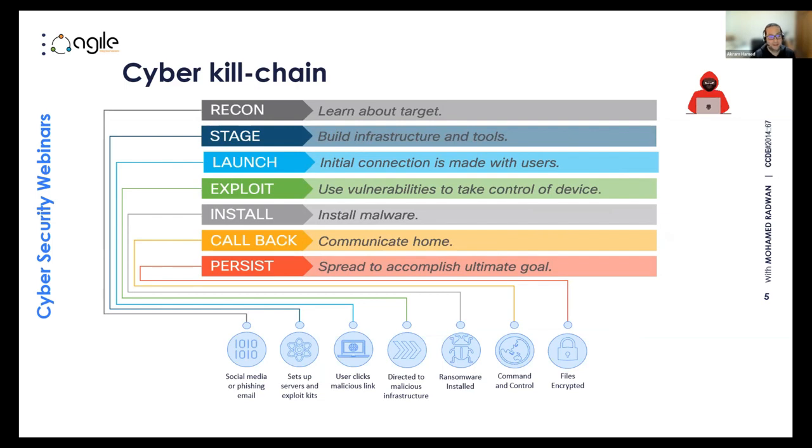Staging might be building the tools itself. Launching the attack would be, let's say, sending emails for users to click on the links. And then this also could be spear phishing, which is targeted for a specific persona in the company, so it's not just the whole company, which is more effective. And then waiting for the victim to click on the link, install the malware, then communicate back home, and then persist. So this is a typical life cycle of how phishing can be done. It can be mapped to many other attacks, but this is one example.